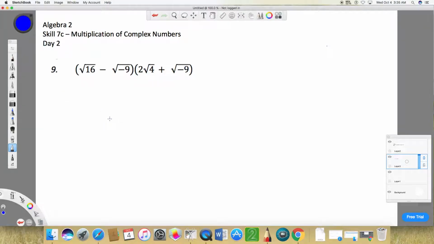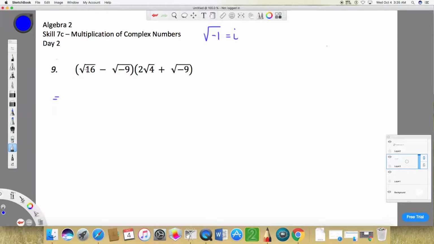Here they want us to simplify this product. We know that we're working within the set of complex numbers, and that when we see a negative radicand, that introduces the imaginary unit into our answer, that by definition the square root of -1 is equal to i.